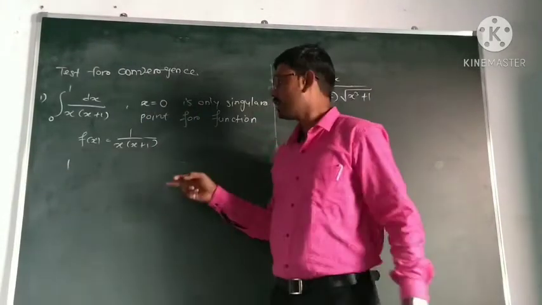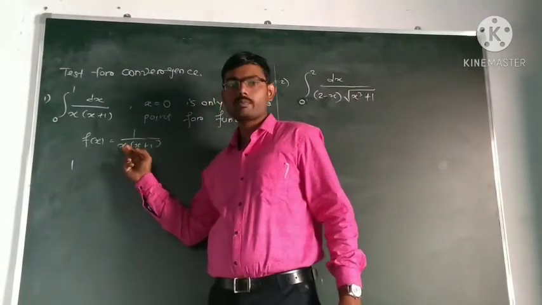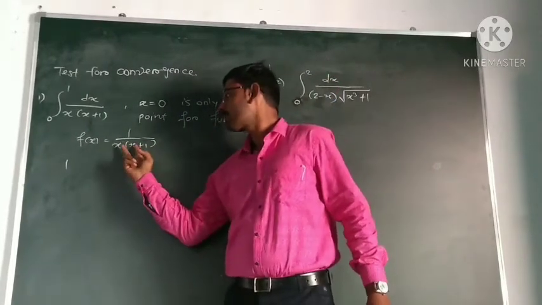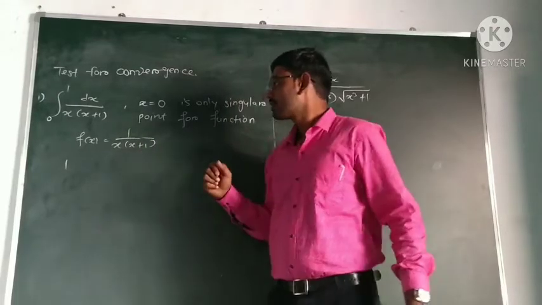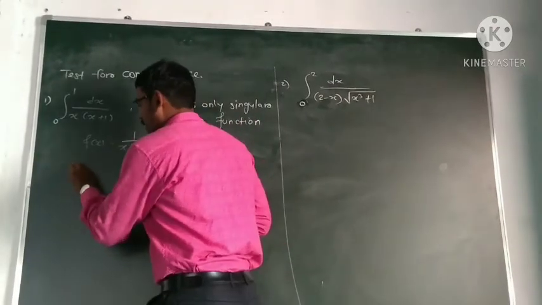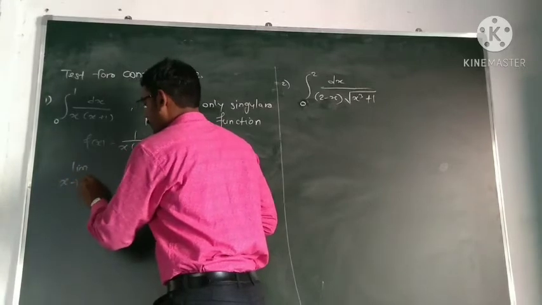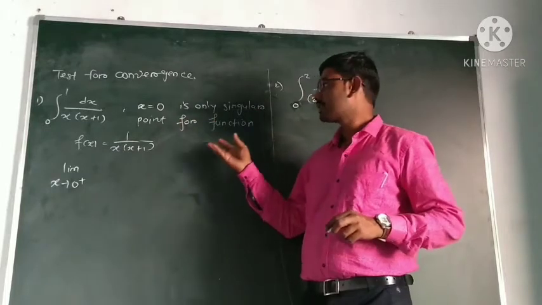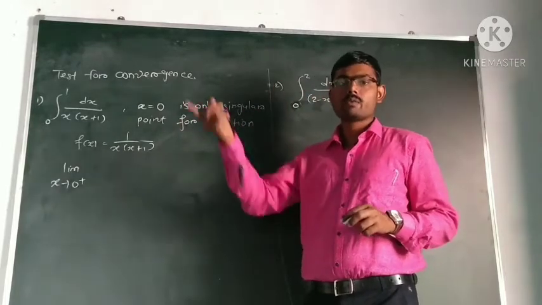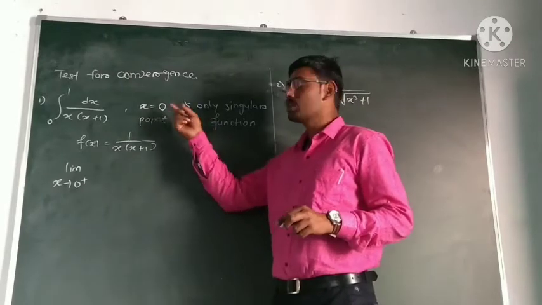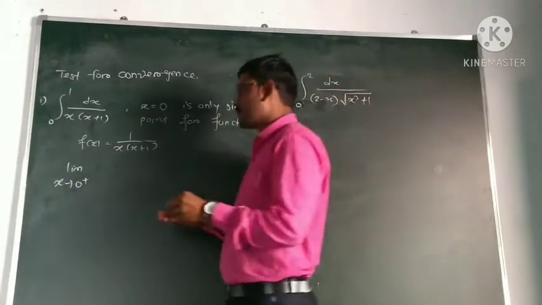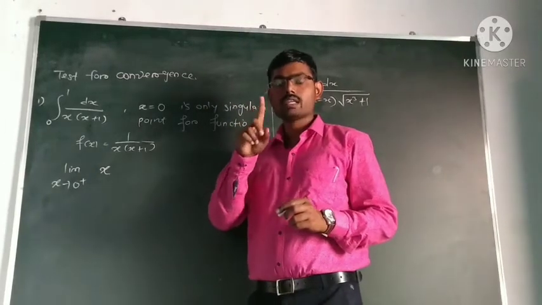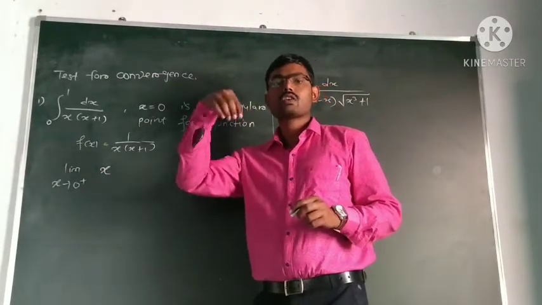Now x is equal to 0 is the point where there is some disruption. Here, at x is equal to 0, the bracket becomes 1 plus 0, so 1 by 1 is defined. So what will we do? We will find limit x tends to 0 plus of x minus a. You have seen in the statement of the limit test, x minus a raised to power p, where a is the singular point. The singular point is 0, so x minus 0 raised to power p. We will take p is equal to 1, so x minus 0 raised to power 1 means x.